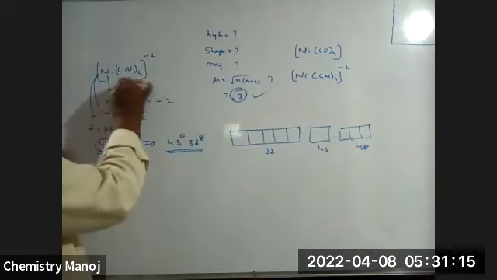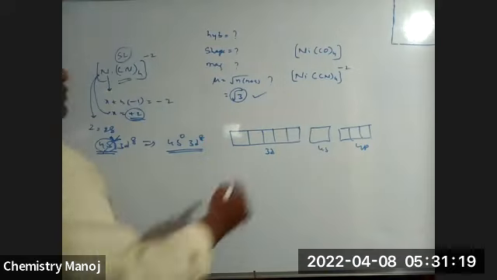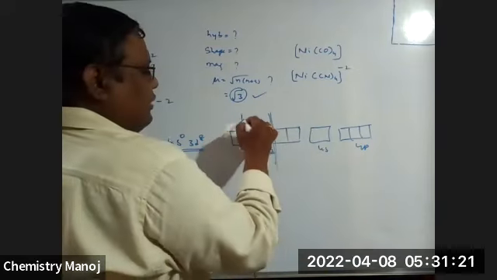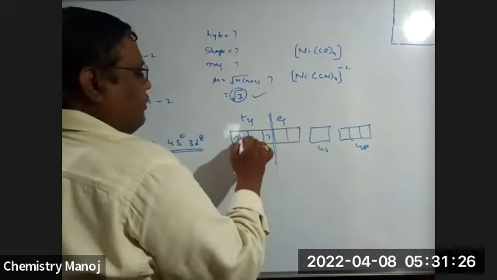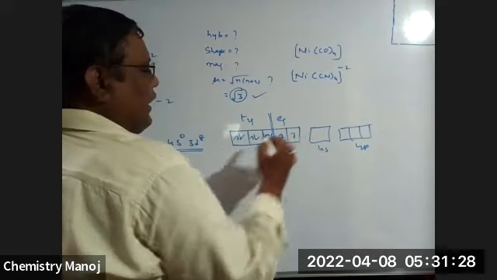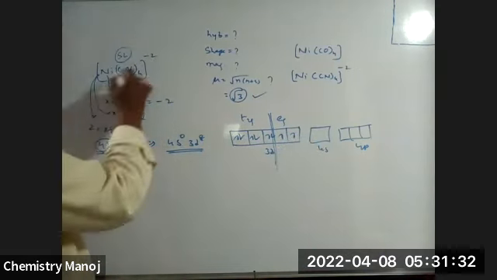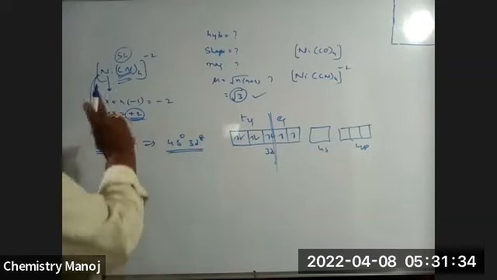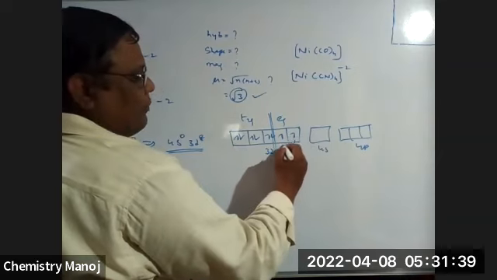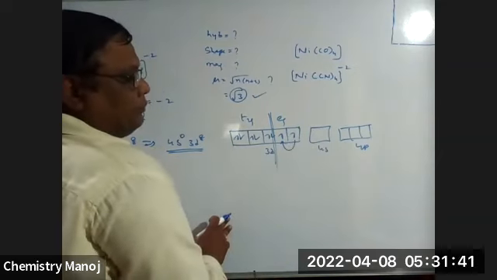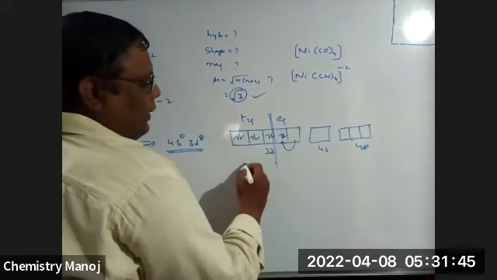Is cyanide a strong ligand or weak ligand? No doubt it is a strong ligand. So once again, the t2g and eg condition: t2g, eg, strong ligand, 1, 2, 3, 4, 5, 6, 7, 8, d8. Clear? Cyanide, strong ligand. Because cyanide is a strong ligand, the unpaired electron jumps from here to here. Now it becomes a paired electron.